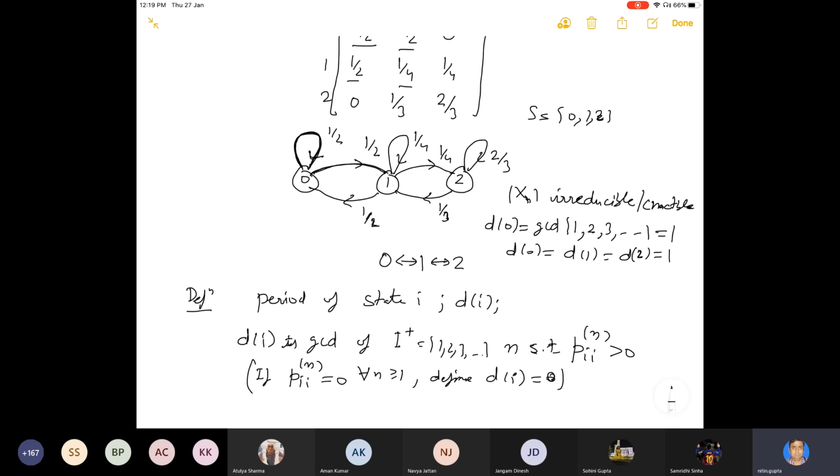If the period is 1, then that state, in this example all states have period 1, and period 1 is also called aperiodic. Okay.